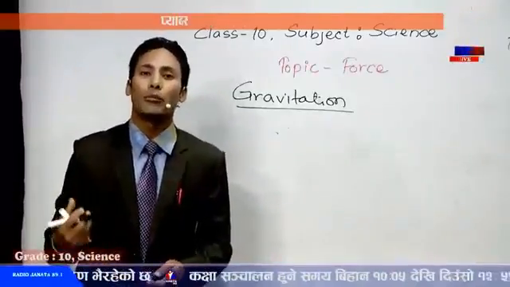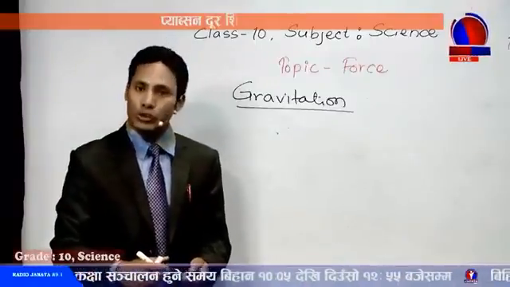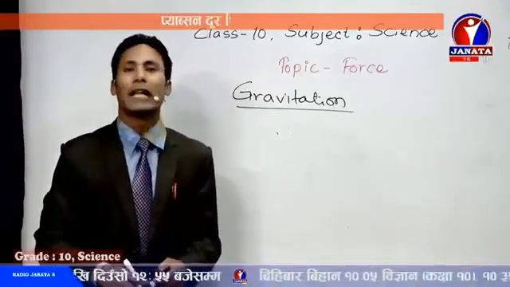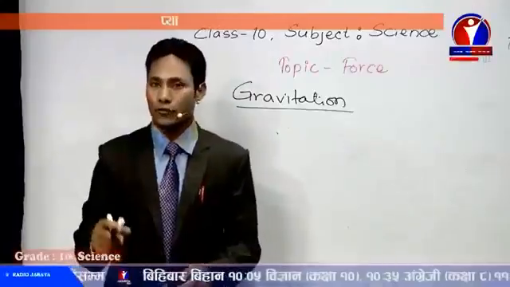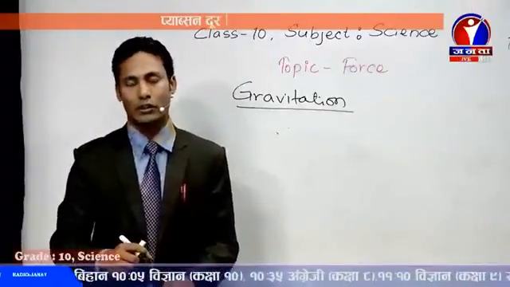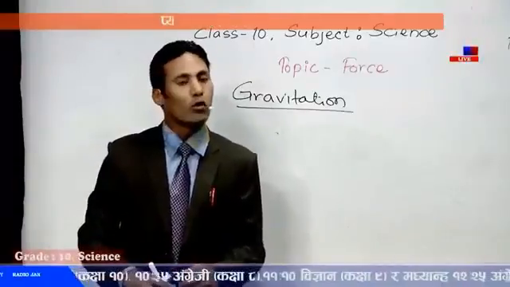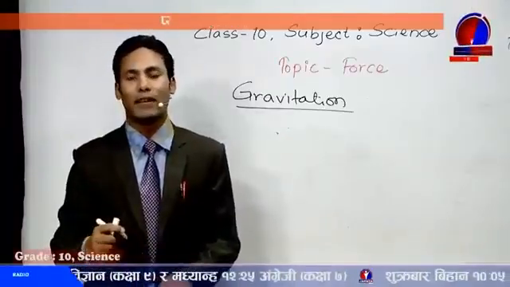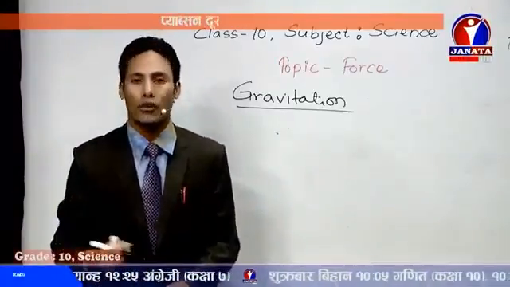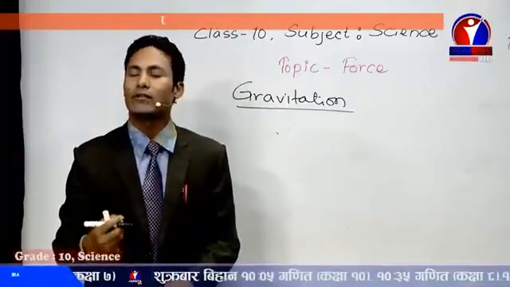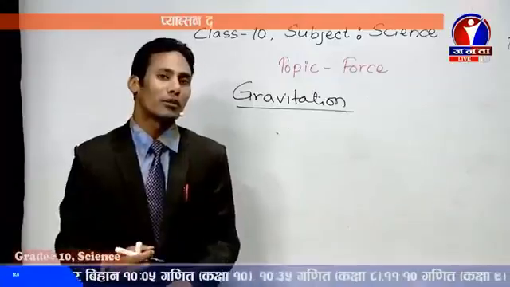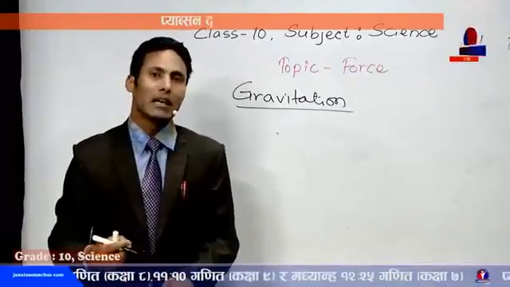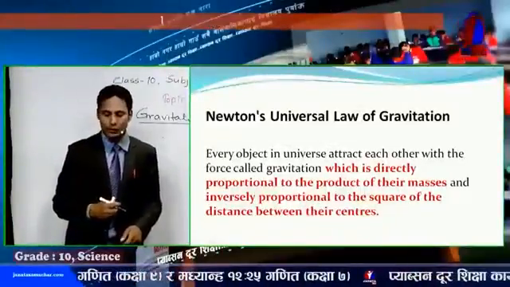Now Newton propounded the law which is called Newton's universal law of gravitation. So what is this law? Let's see. Firstly I will state Newton's universal law of gravitation, then we will derive the formula. Every object in the universe attracts each other by a force called gravitation, which is directly proportional to the product of masses and inversely proportional to the square of the distance between their centers. That is Newton's universal law of gravitation.